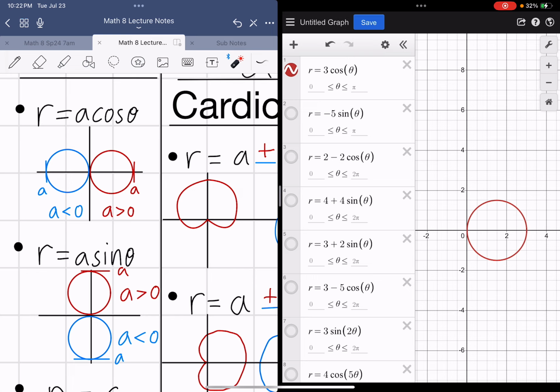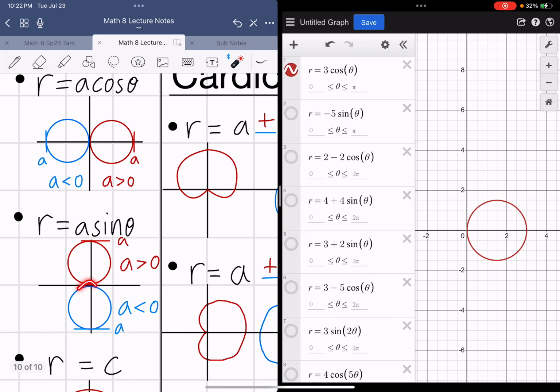And of course, when you have a positive a, your circle for cosine is on the positive side of the x values. When that coefficient for cosine is negative, not the argument, which needs to be 1, but the coefficient for cosine, it's on the negative side of the x values. And similarly, sine works the same way. If it's positive, it's going to be above. If it's negative, it's going to be below.